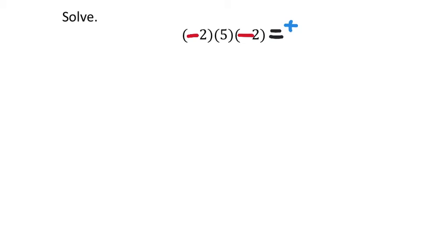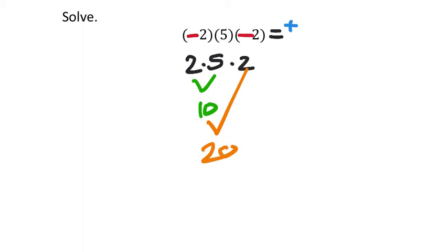And from here, I don't worry about the signs anymore. It's just 2 times 5 times 2. And I know 2 times 5 is 10. And then 10 times 2 is 20. So that's a positive 20. And we don't really need the positive symbol there. It's just 20. It's good. That is our final answer.